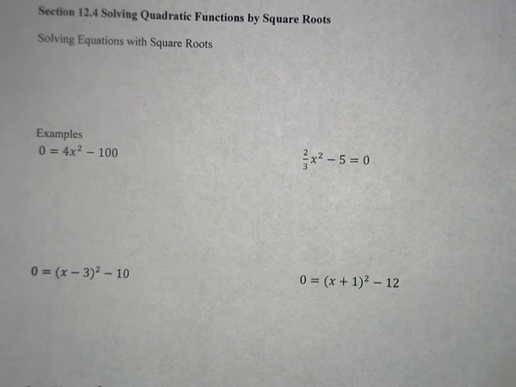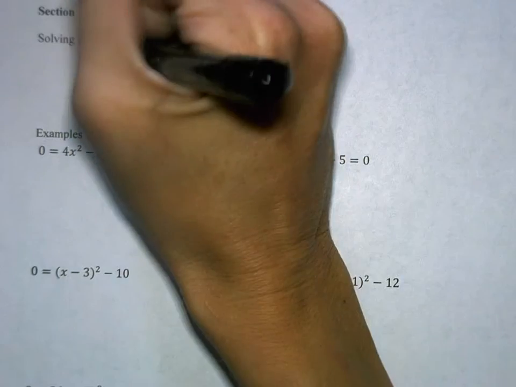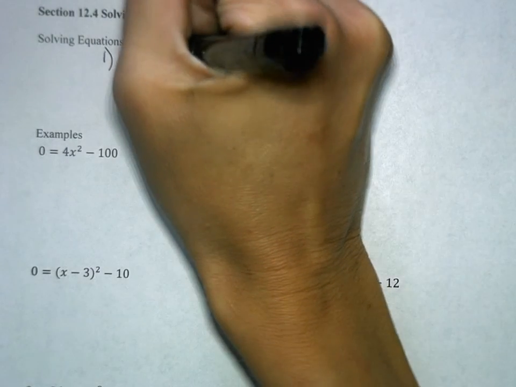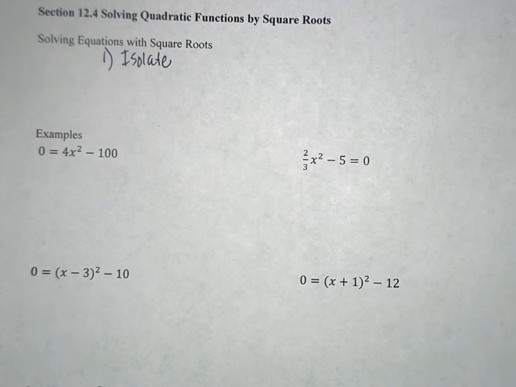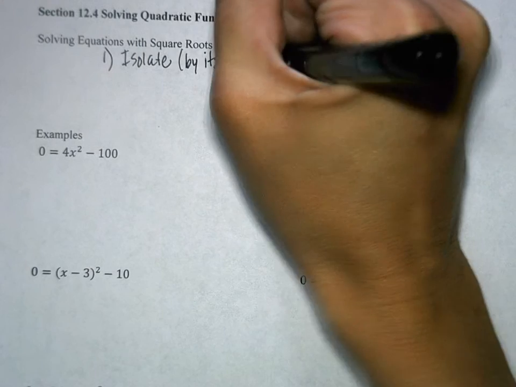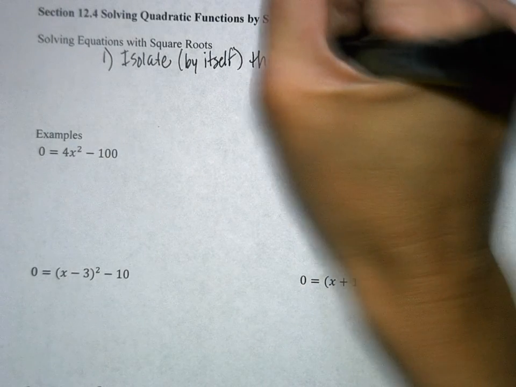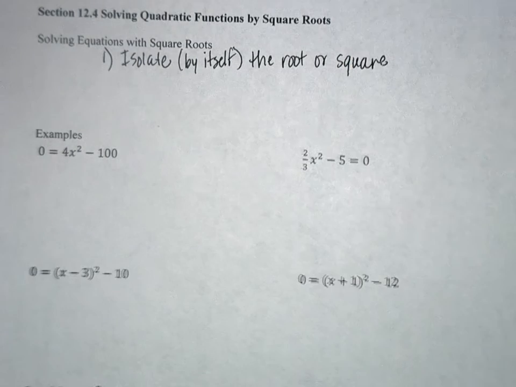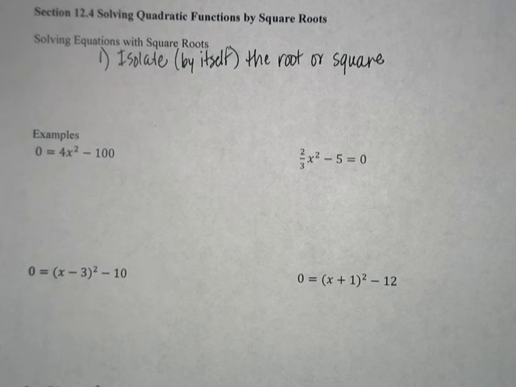All right. So I'm going to give you some notes up here at the beginning on how you solve with square roots. So, step 1. Isolate. What does isolate mean? To be alone. By itself. I'm just going to put that in parentheses. So you're going to isolate the root or square. For today, we're really only dealing with squares. So whatever is being squared, if you have parentheses that are being squared, you want to get that parenthesis by itself. If you just have x being squared, you want to get that x by itself. Okay? So that's step 1.